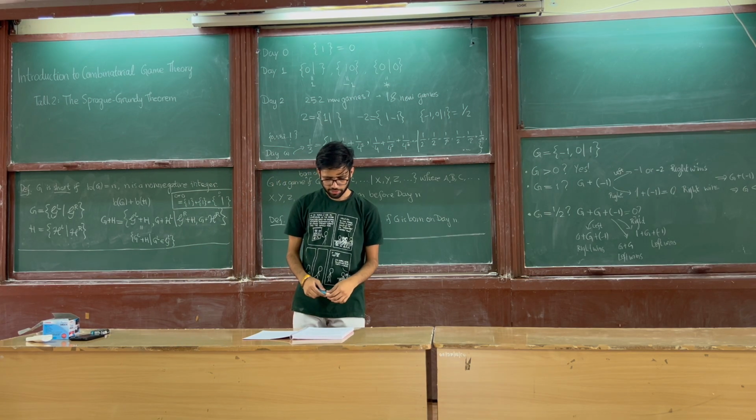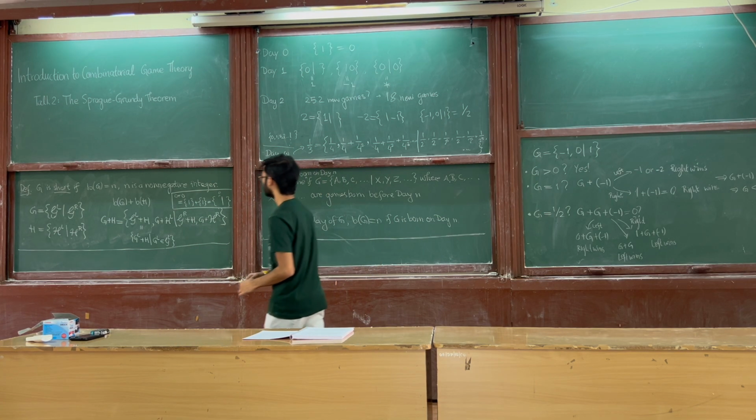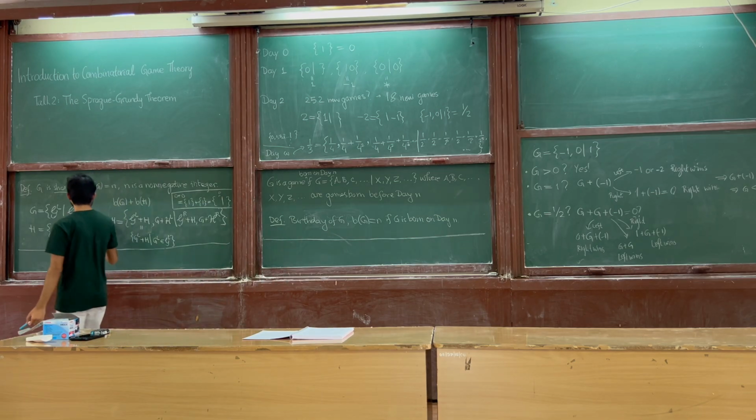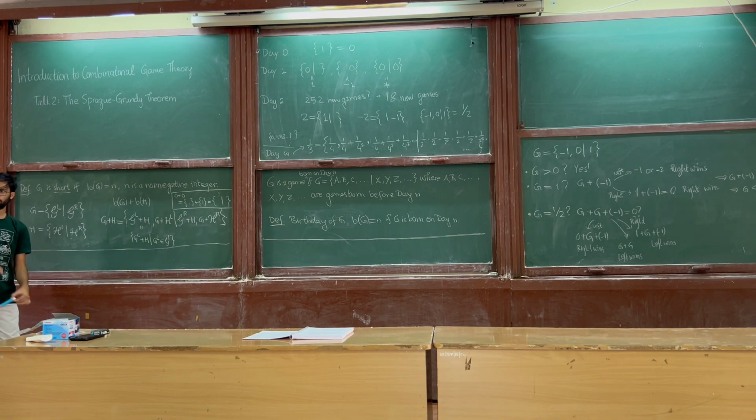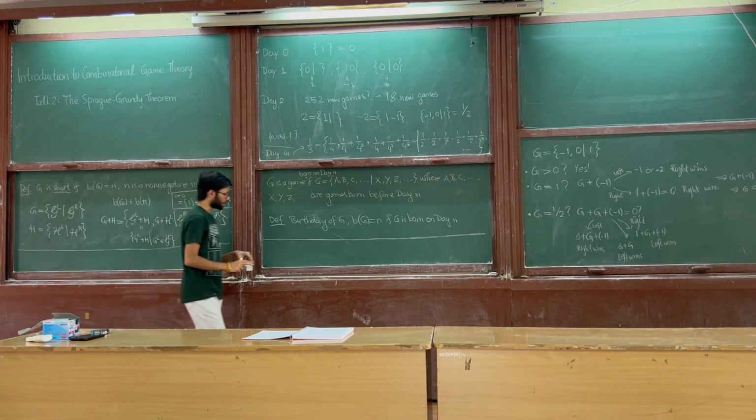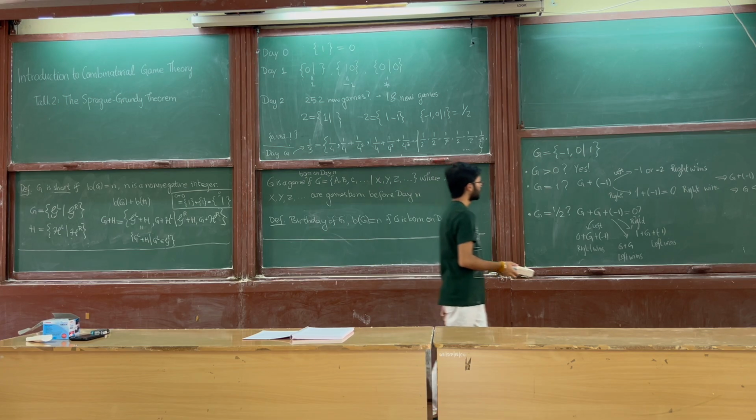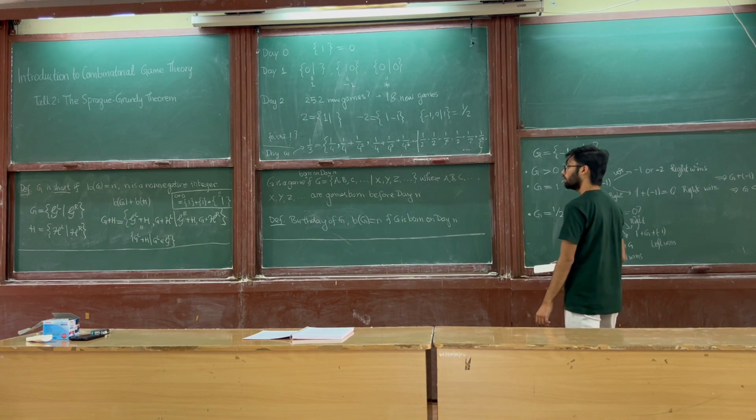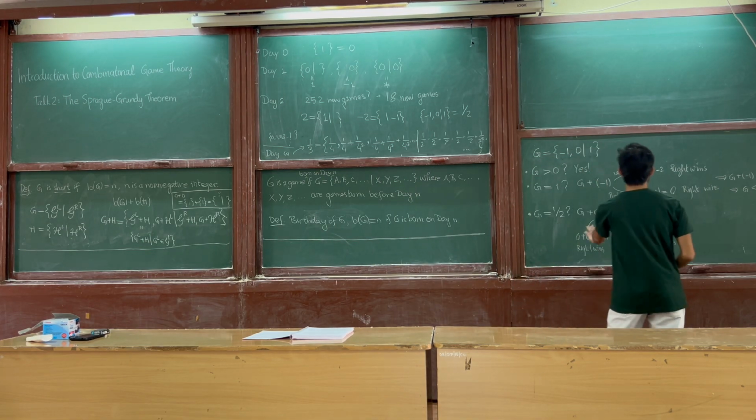One more thing to note is that this is clearly commutative. G plus H is very clearly H plus G. It's also associative, but that I leave for you to check. But for now, I'll move on and do a little result.